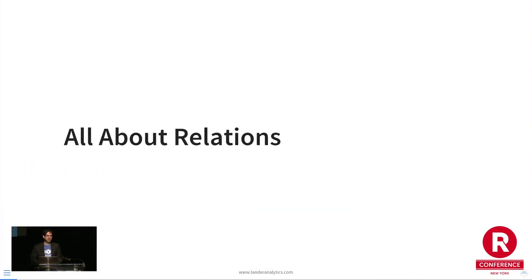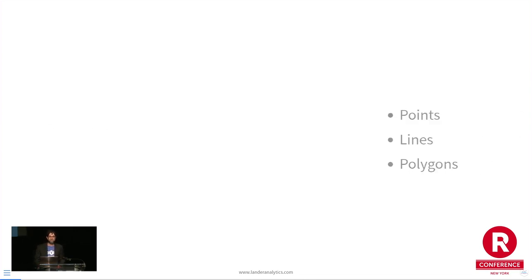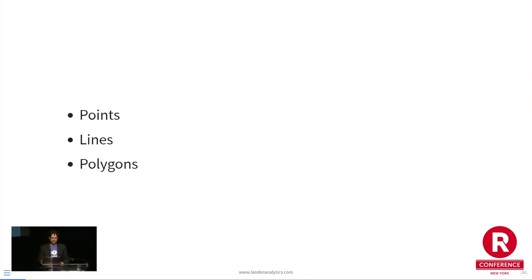And when you're talking about GIS, it's all about relations. And these are relations between points, lines, and polygons, and their multi-versions. Multi-lines, multi-points, multi-polygons. It's all about how they relate to each other.